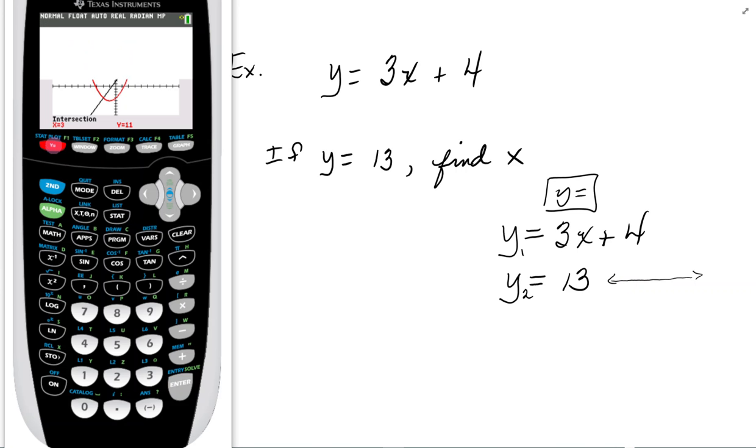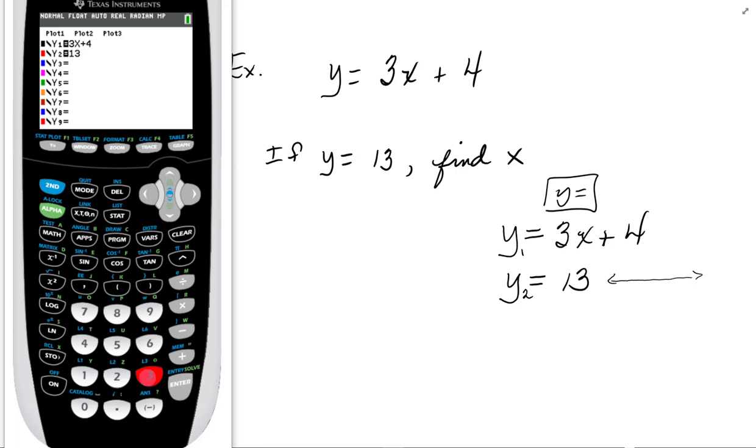Go into y equals and clear out the 2 that are in there. Go up to y1 and type in 3x plus, whoops, I'm so sorry. How about 3x plus 4? And for my second one, I'm going to type in 13. I would like to know what the x value will be in order for y to be 13.